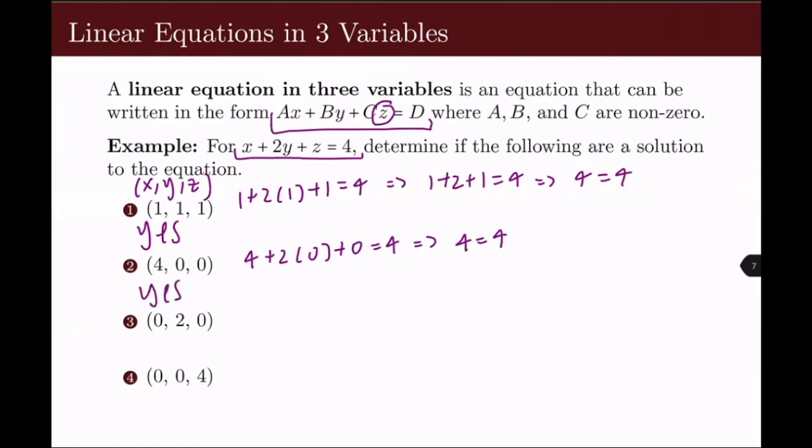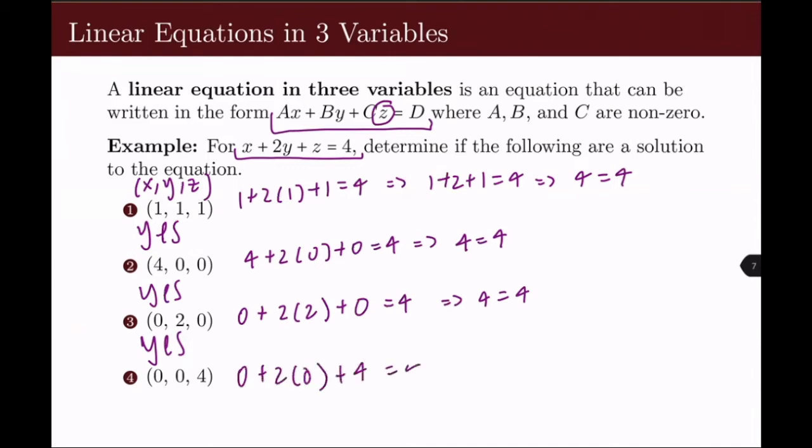Third, we'll have 0 plus 2 times 2 plus 0 equals 4, which means 4 equals 4. So yes, this is true as well. And then lastly, we'll have 0 plus 2 times 0 plus 4, which equals 4. So 4 equals 4. So yes, these were all solutions to our equation. So when we are in a linear equation in 3 variables, it goes x and then y and then z, all right?